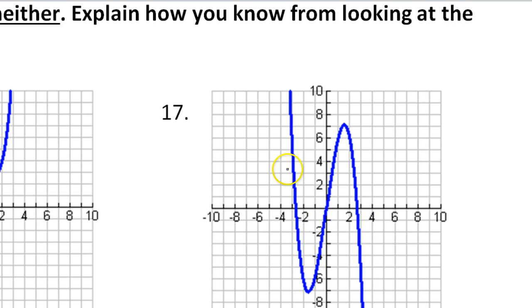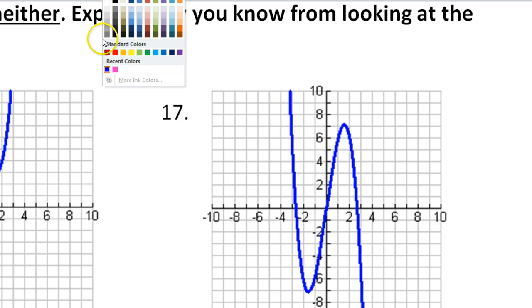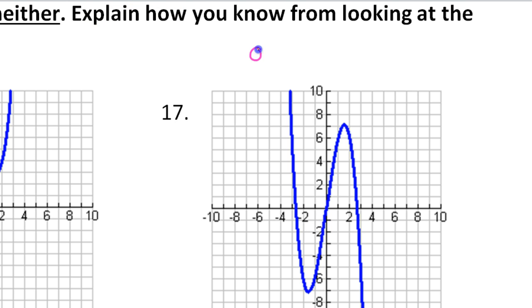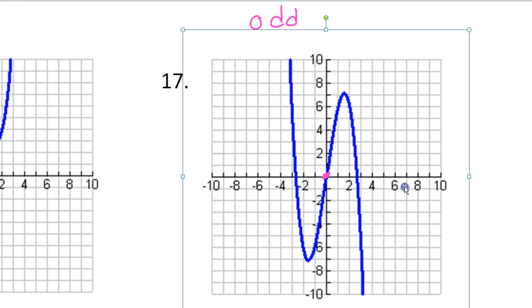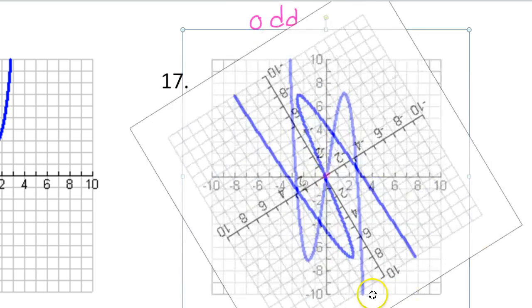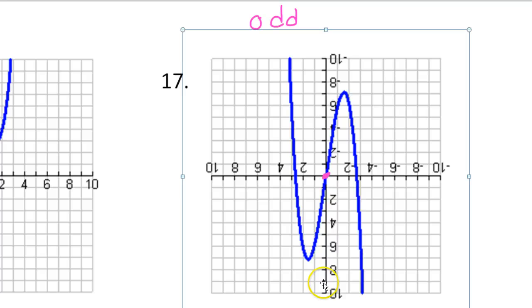Okay? For number 17. Odd. Number 17 is going to be odd, because the origin is the center of rotation. If I take this and turn it upside down, even when we turned it upside down, it still looks identical. So that's why this is odd.